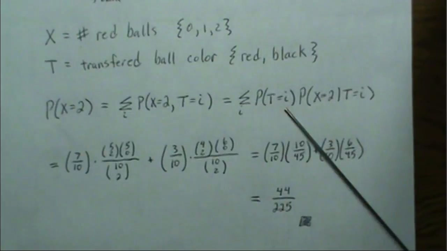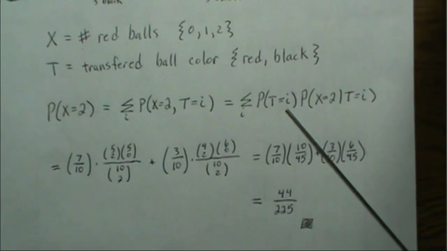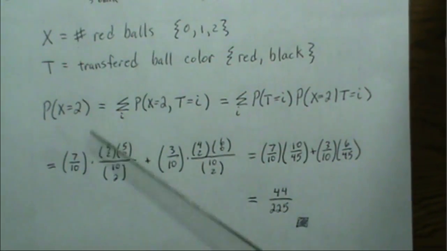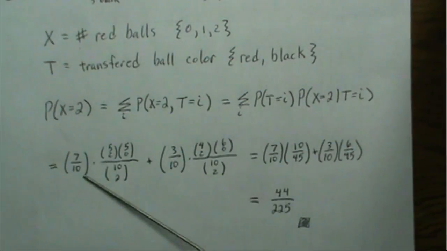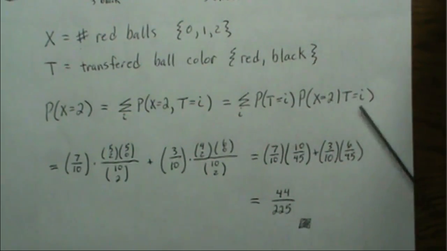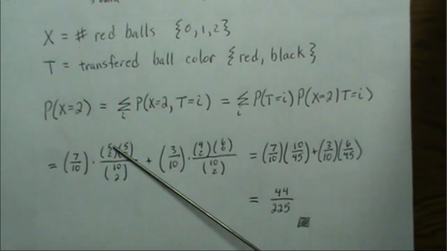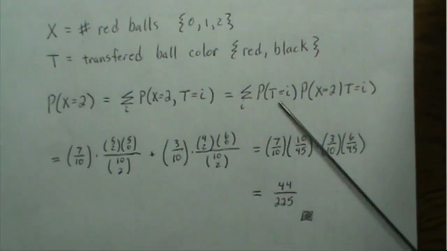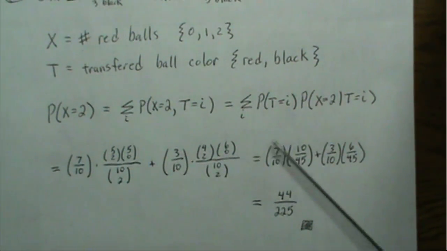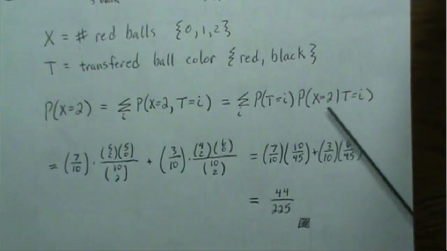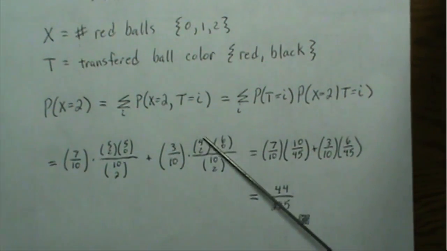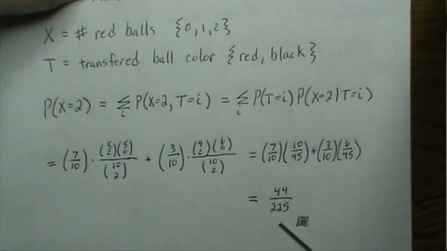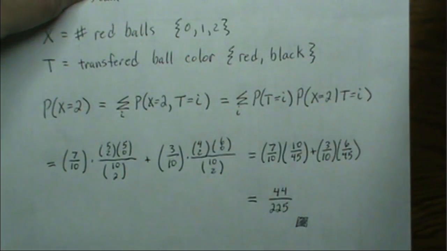So let's do red first. Assume we transfer a red ball. The probability that we transfer a red ball is 7 out of 10 because there's 7 red out of 10 balls. And then the probability that we get 2 red is a hypergeometric: 5 choose 2, 4 choose 0, over 9 choose 2. And now we go to the black. Assume that we transferred a black ball, which is 3 over 10. And given that we transferred a black ball, the probability we have 2 red balls is 4 choose 2, 6 choose 0, over 10 choose 2. And that reduces to 44 over 55.